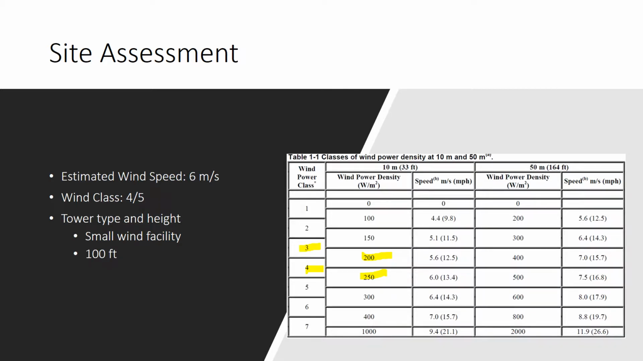Pasquotank County has an estimated average wind speed of 6 meters per second, which would translate to roughly 13 miles per hour. So now that we know what the estimated wind speed is, the calculated wind power density is between 200 and 250. From that, we can determine the wind power class is a 3 or 4. And of course, this would be at 10 meters or 33 feet.